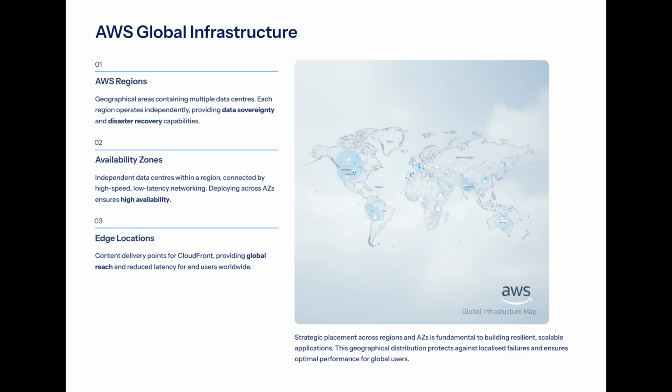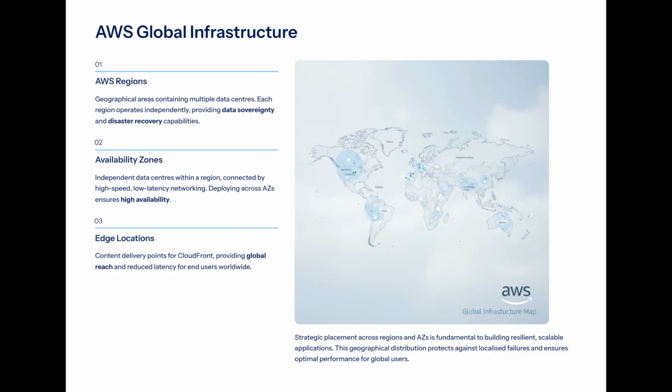AWS has a global footprint. Each region is a separate physical area, like US East in Virginia or Asia Pacific in Singapore. Regions are independent. That means if there is an outage in one region, another region continues unaffected. This independence is what allows you to design disaster recovery solutions across regions.